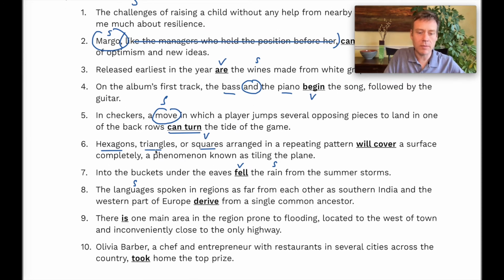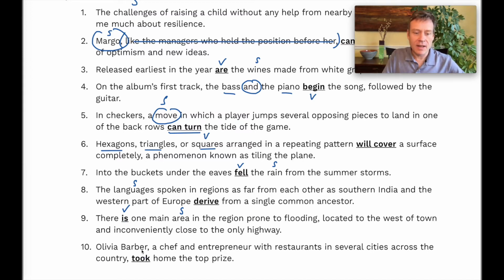There is one main area in the region prone to flooding. So that's that example of there is, there are, and again, the subject is going to come after the verb. In this case, the area is the subject. That's why we have a singular verb.